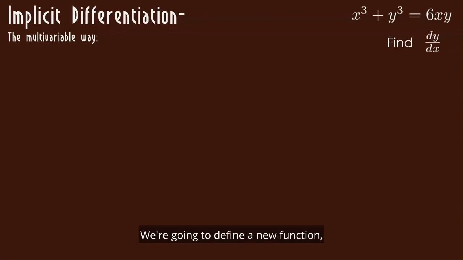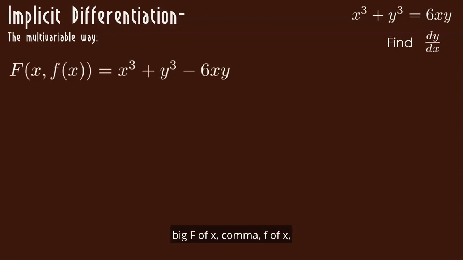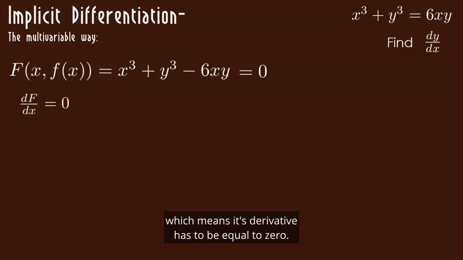We're going to define a new function, big F of x comma f of x, where that f of x is really our y. And my big F function is defined to be x cubed plus y cubed minus 6xy, which is just the original equation with the 6xy pulled over. We're going to use the third dimension to help us find a new formula for this. Now the key is, I know that this function has to be equal to 0, which means its derivative has to be equal to 0.